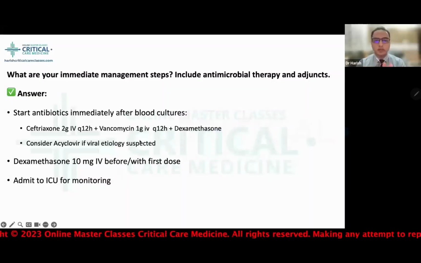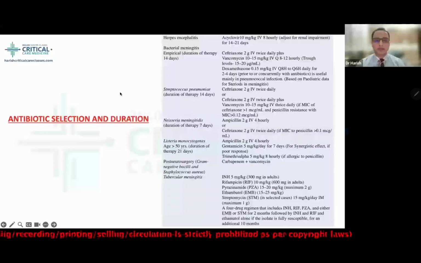So acyclovir, here we are having some sort of clarity. It doesn't look viral, so it may not be required at this level when we have narrowed down with the image findings and all. So we admitted the patient for further monitoring and therapy in the intensive care unit. Okay. So these are the antibiotic selection and the duration in relation to the organism.